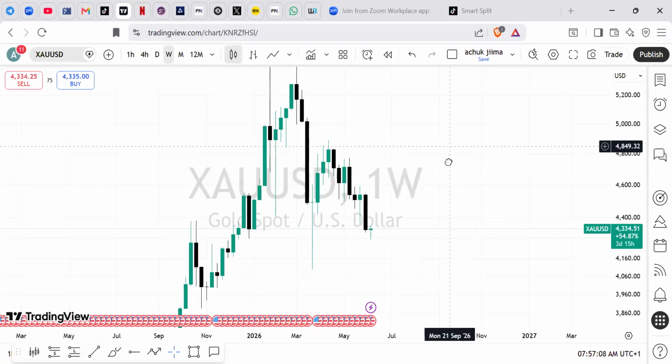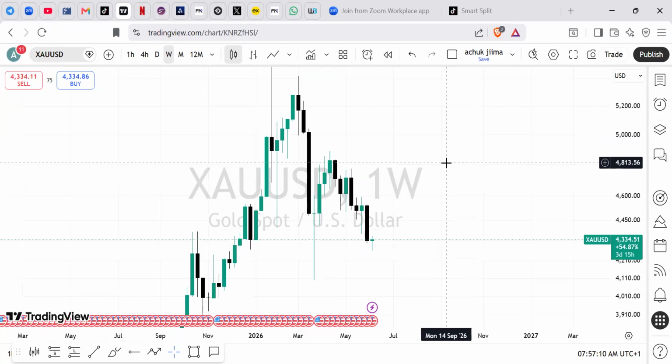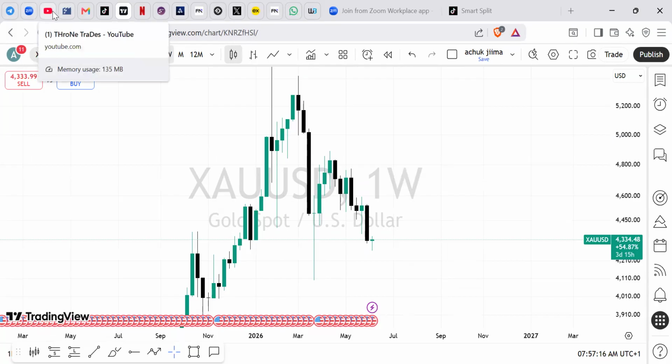So this is the weekly chart for gold. Let me just break down how we're going to trade it. Last week we had a lot of trades because of the nature of the market movement.